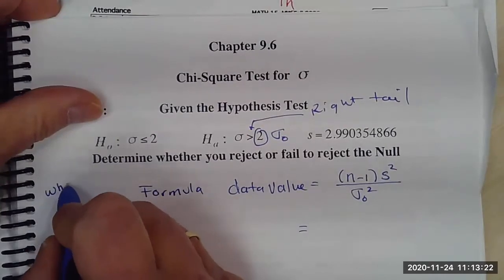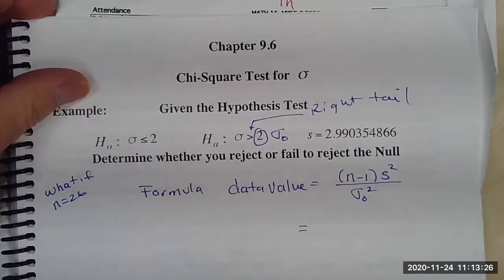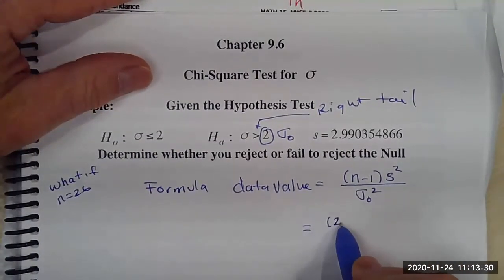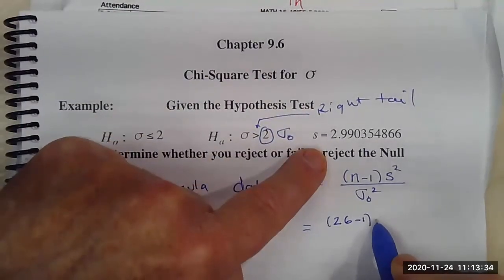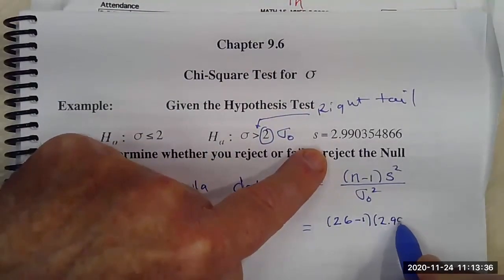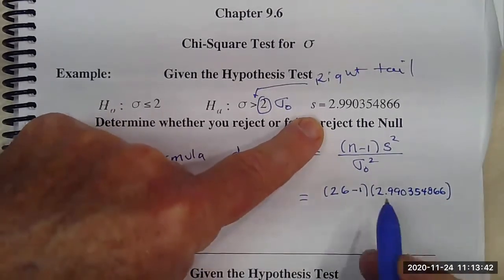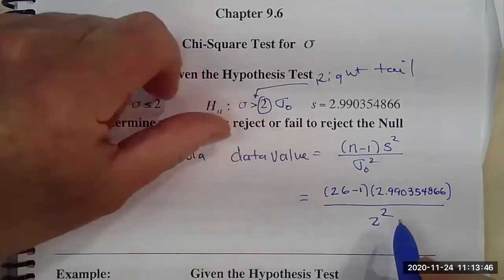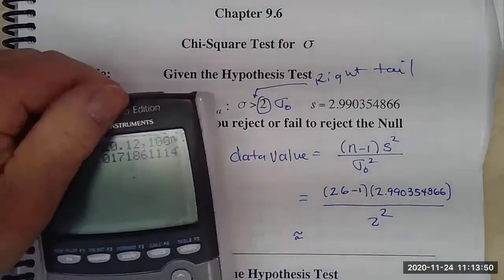What if N is equal to 26? Oh, then what you're going to do is you're going to go 26 subtract 1, and then you got 2.990354866. I'm going to be as accurate as possible. And that's squared. Calculator.